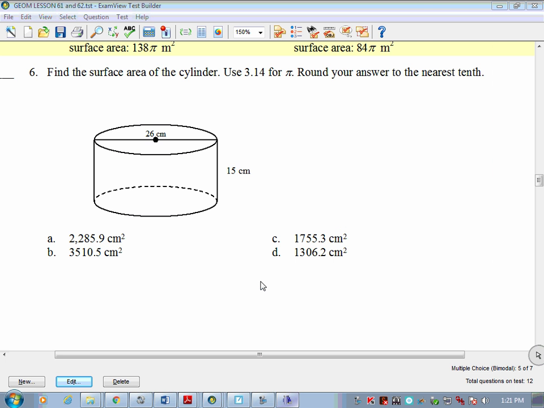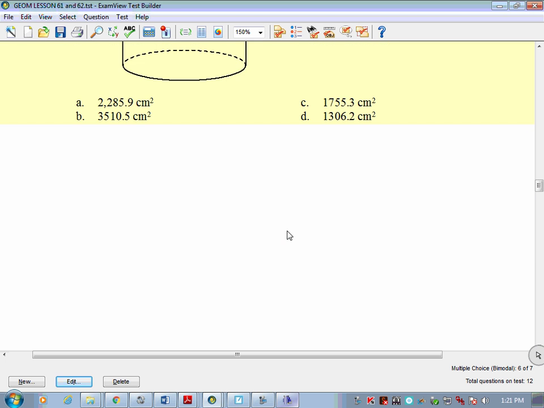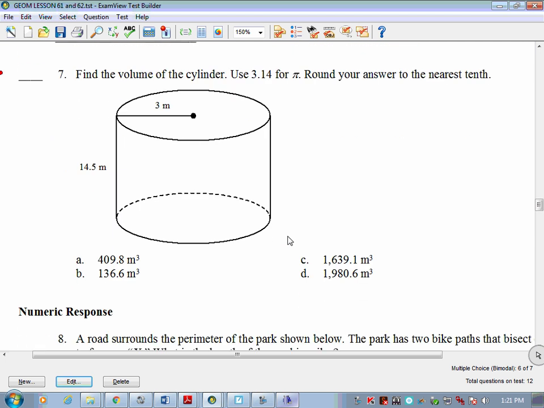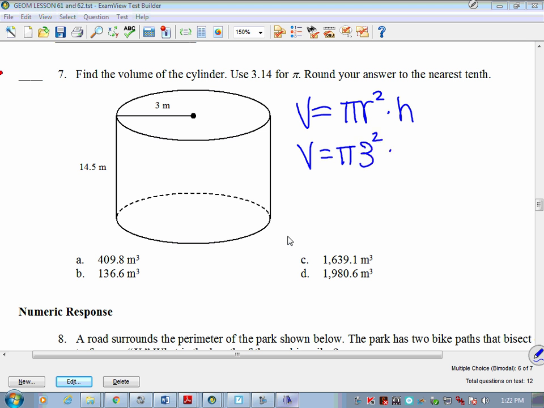Let's come down to number 7. Volume. Volume is the area of the base polygon, so volume equals pi r squared times my height. Find the volume of the cylinder. We're using 3.14. Volume equals pi, my radius is 3, my height is 14.5. Round our answer to the nearest tenth using 3.14.